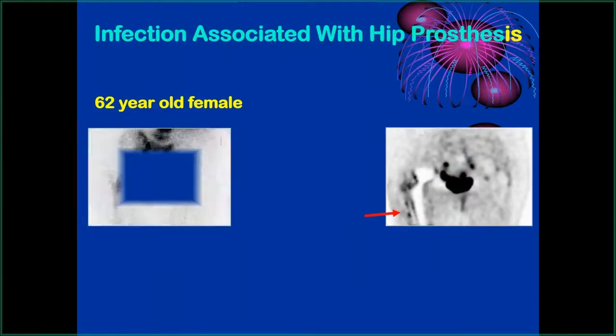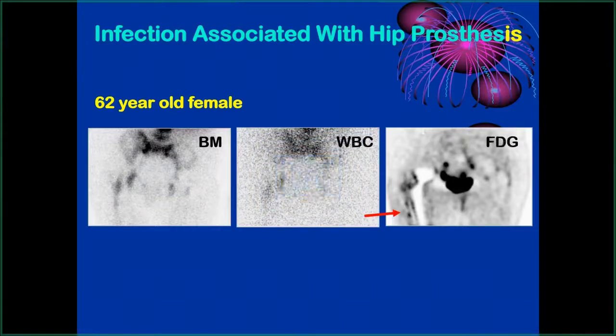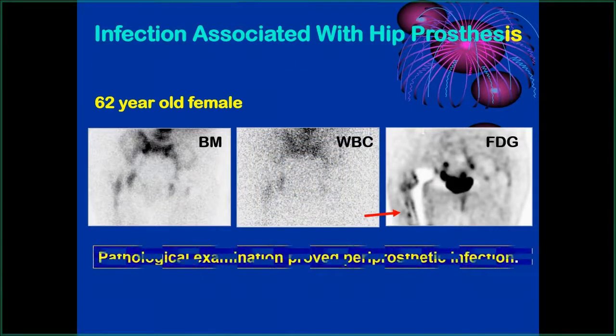Another very nice case of infection in the prosthesis seen so vividly on FDG-PET, while combined bone marrow and white blood cell imaging was unable to show the presence of infection in this particular patient.